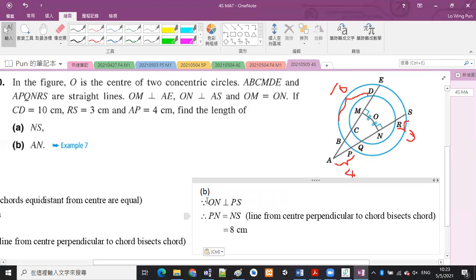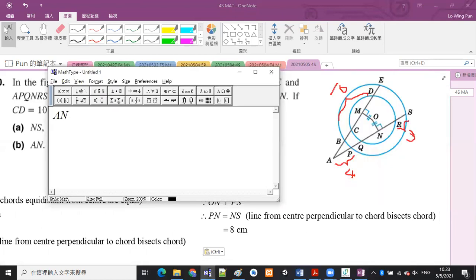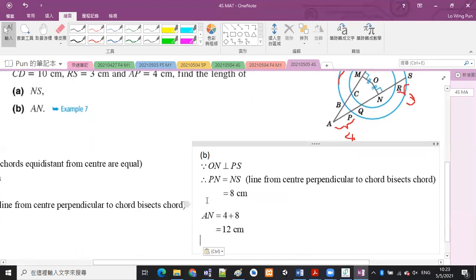Okay, and then the answer will be very easy. AN is just equal to 4 plus 8, that is 12 cm. So AN is equal to 4 plus 8, that is 12 cm. That is the answer of part B.